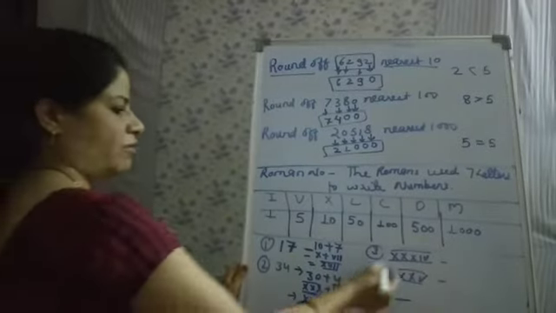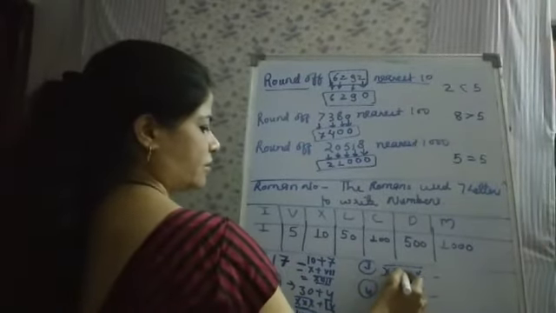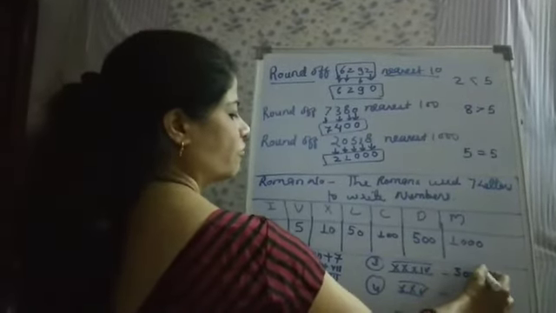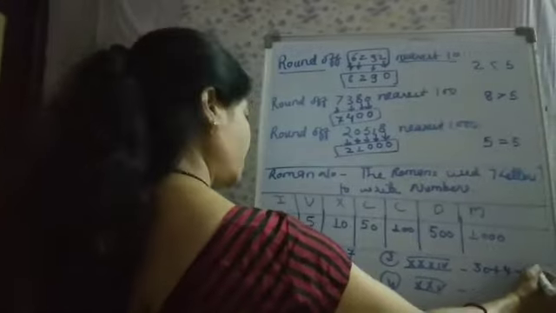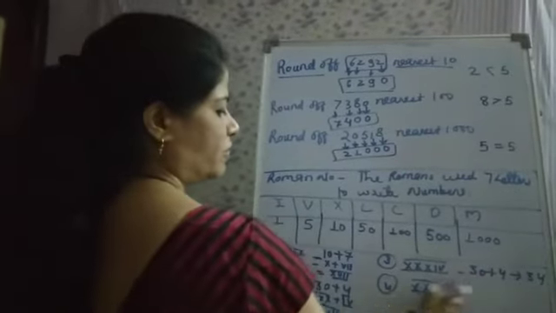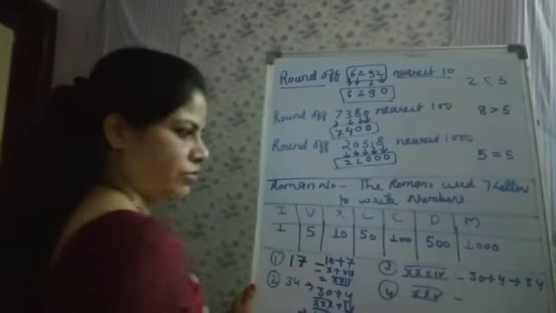Okay. Now you have to write Hindu Arabic number for given Roman number. XXX. XXX stands for 30 and IV stands for 4. 30 plus 4 will be 34. So Hindu Arabic number for this Roman number XXXIV will be 34.